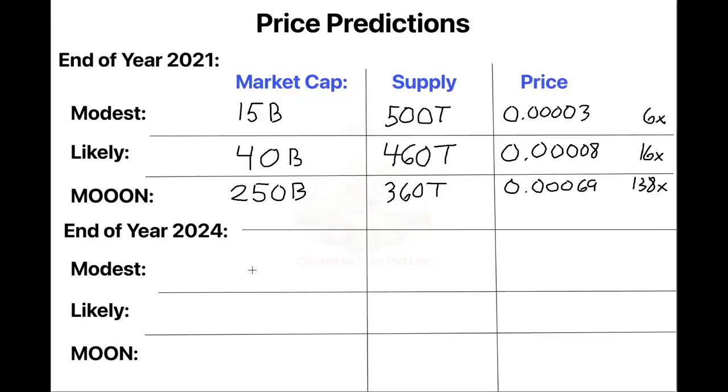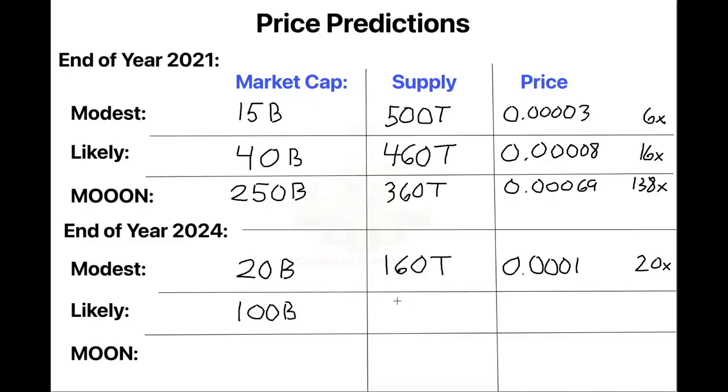Now I'm going to do my 3-year price predictions for modest, likely, and moon. My 3-year modest prediction would be a $20 billion market cap, 160 trillion supply, leaving us with a price of 0.001, or 25x where we are from now. That's about 1/100th of a penny. My likely prediction in 3 years would be $100 billion market cap and $100 trillion in supply, leaving us with a price of 0.001 or 1/10th of a penny, or a 200x jump from here.